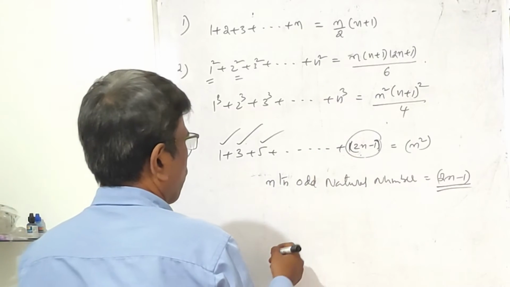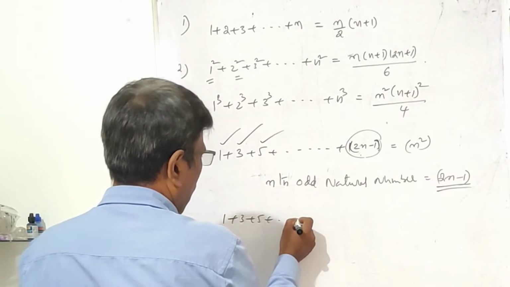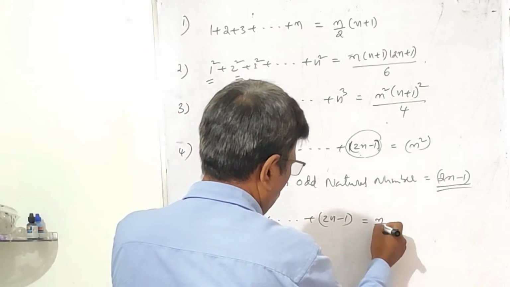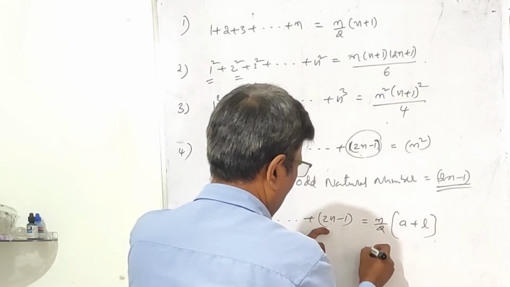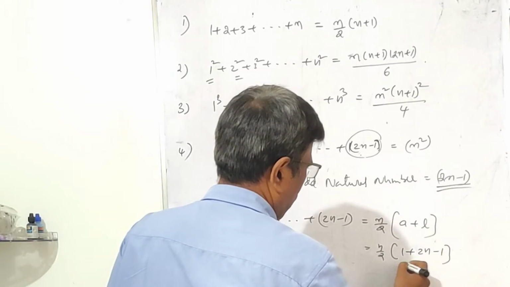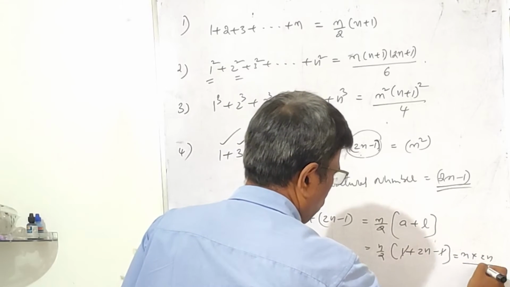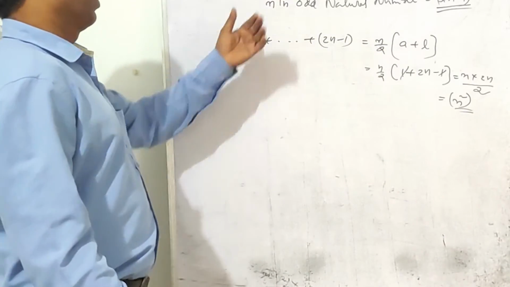So what is the common difference? Generally, 1 plus 3 plus 5 and so on up to 2n minus 1. This is n terms, so n by 2 times the first term plus the last term, a plus l. That is n by 2 into 1 plus 2n minus 1. The 1 cancels, so that is n into 2n by 2, which is n square. This is the simple formula.